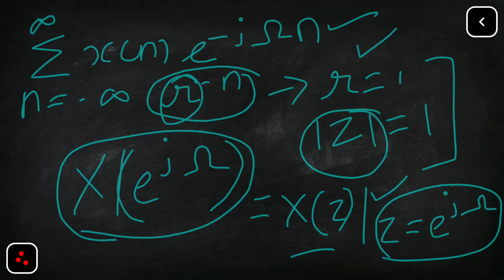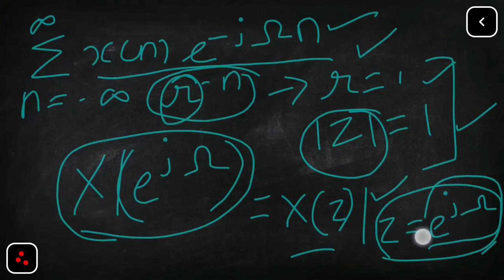So what did we do? We considered r equal to 1 and z modulus equal to 1, and we omitted r to the power of minus n as r is equal to 1. Then we got x of n into e to the power of minus j omega n. We got to know that x of e to the power of j omega is equal to x of z where z is equal to e to the power of j omega. So now coming on to my next one.